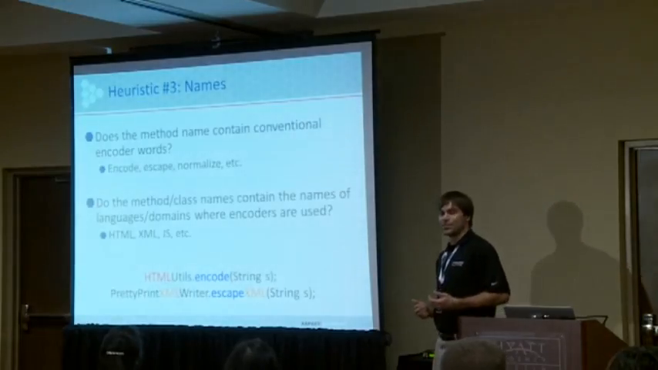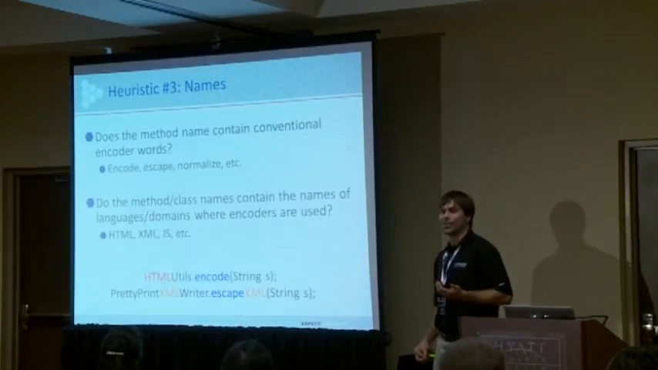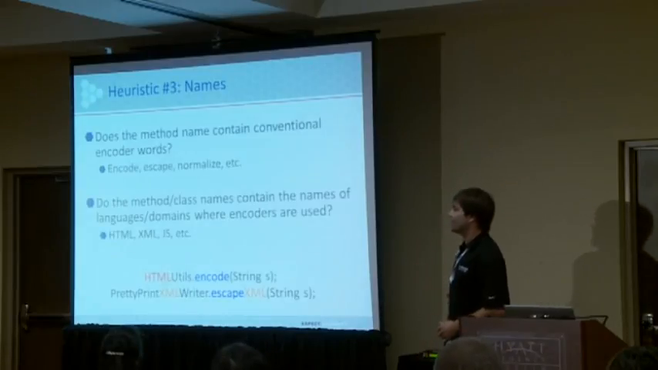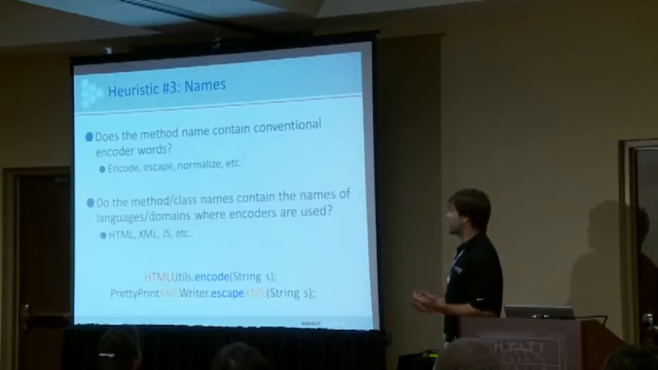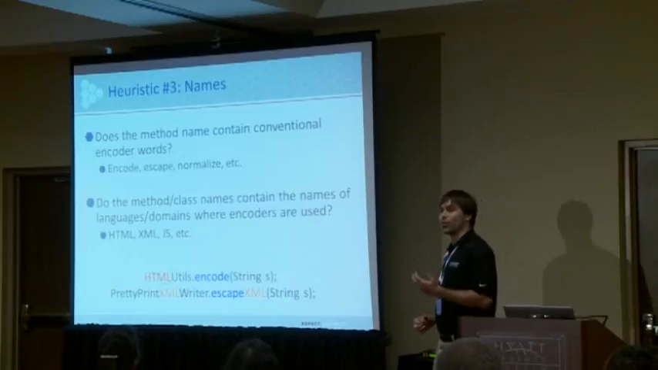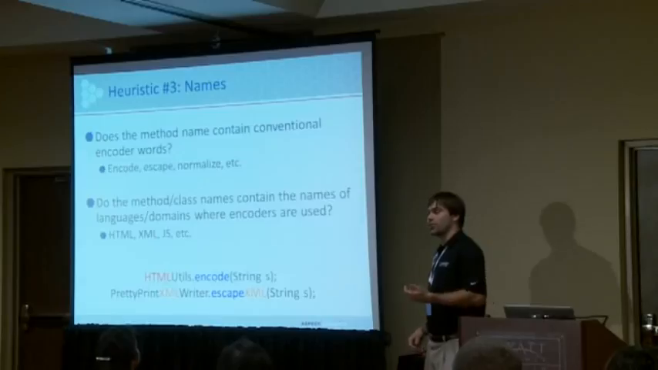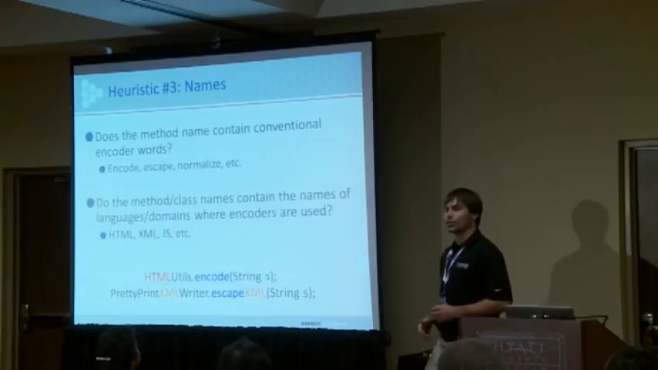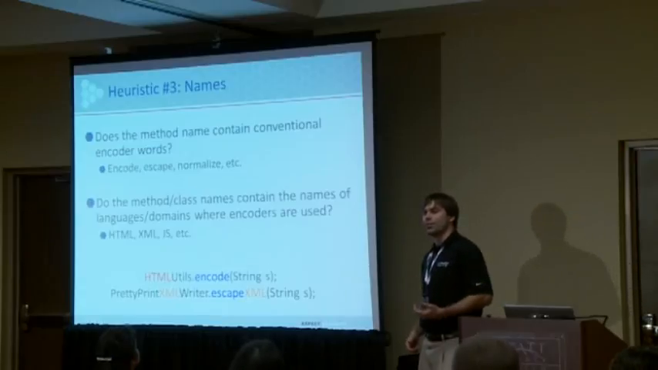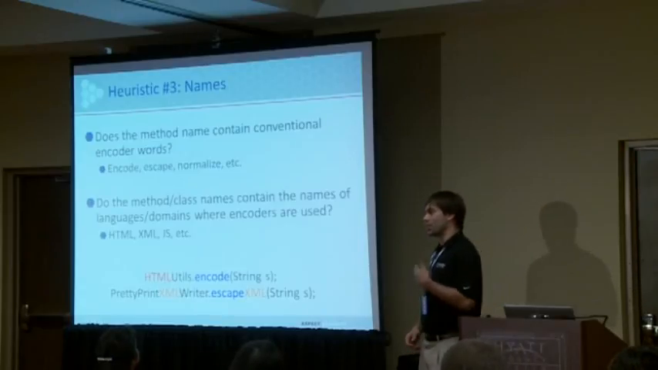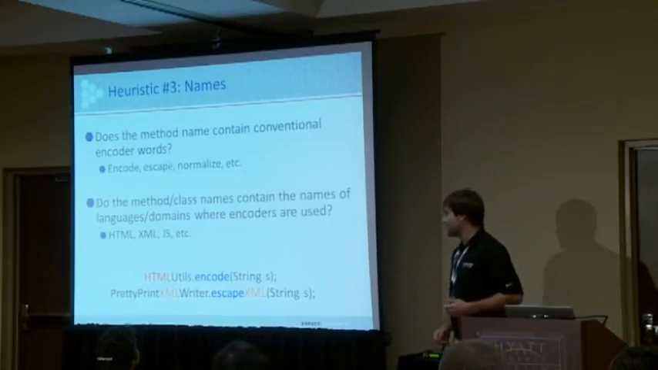The third heuristic almost seems too simple to be effective, but actually we found that it was one of the most effective things at finding which methods were encoders, and that's naming. Most people are pretty conventional with the names they use for encoding type methods. We look for several different words that are often used, obviously encode, then escape, normalize. Several others are used in the vast majority of encoder methods. And then additionally, we looked at class and method names to see whether the languages or domains that encoding is being done in for that specific encoder type were used. So you can see examples again down there.